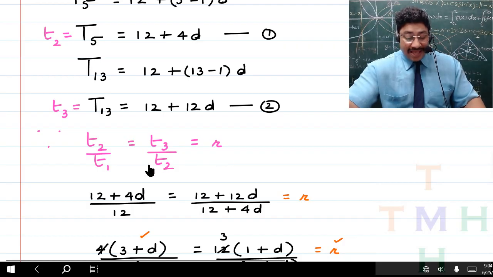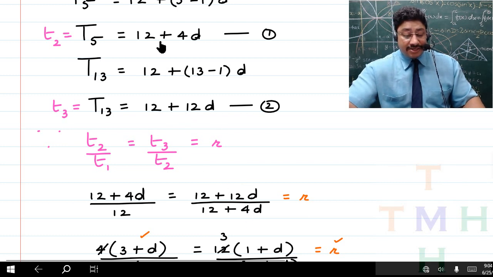Now we can write the value of T2 in terms of d, that is 12 plus 4d, and when divided by T1, which is 12, we will have that equal to T3 upon T2. T3 is how much, remember? It is 12 plus 12d, that is divided by T2, which is how much? It is 12 plus 4d.